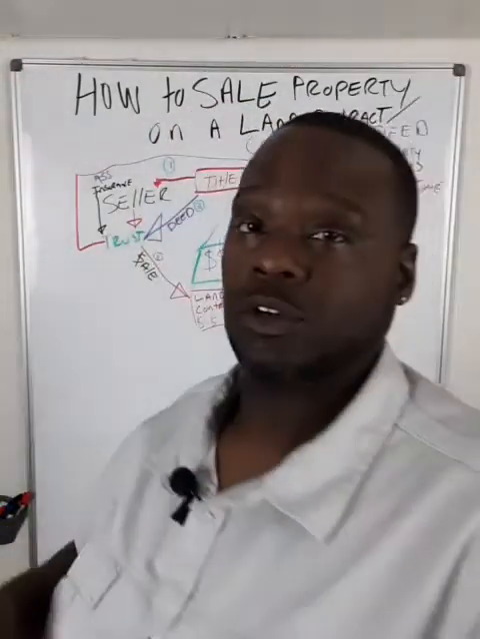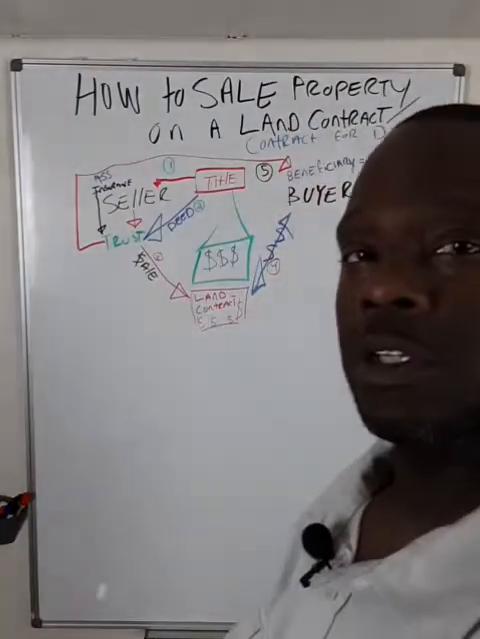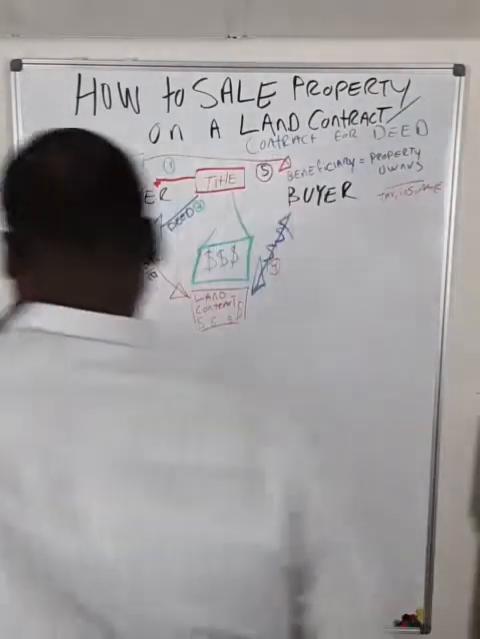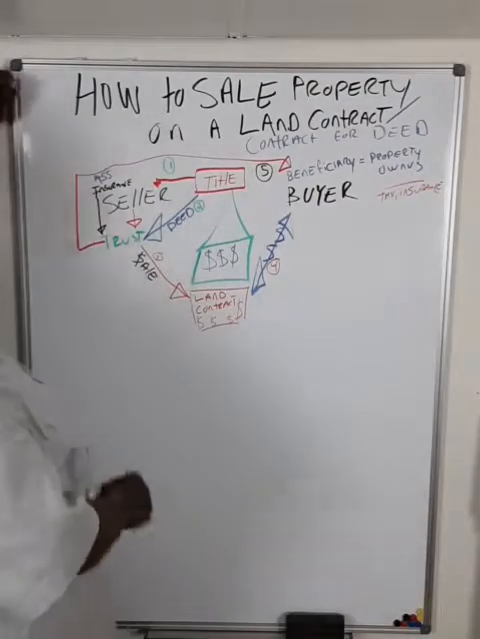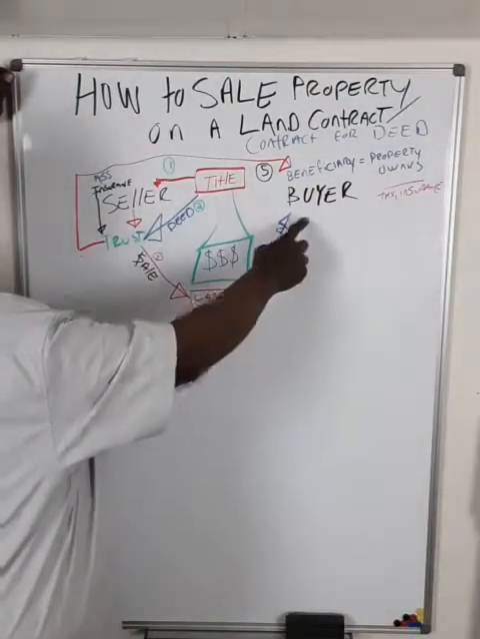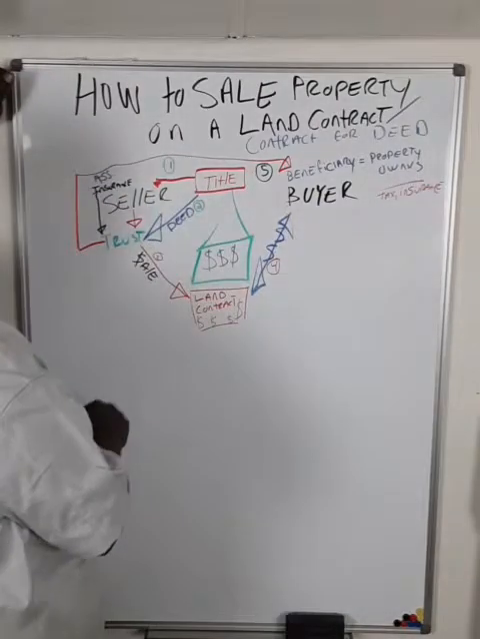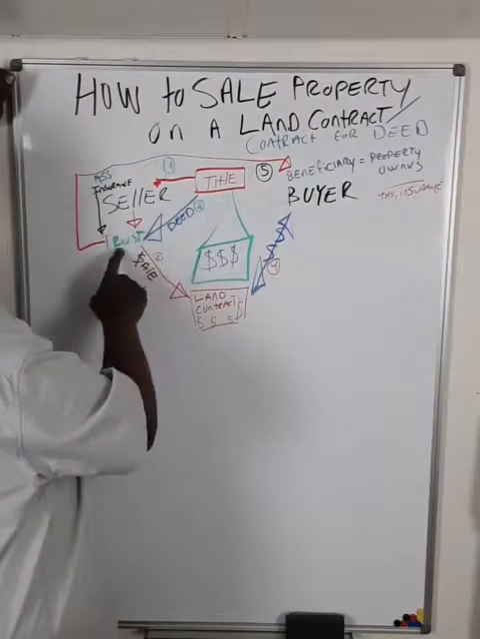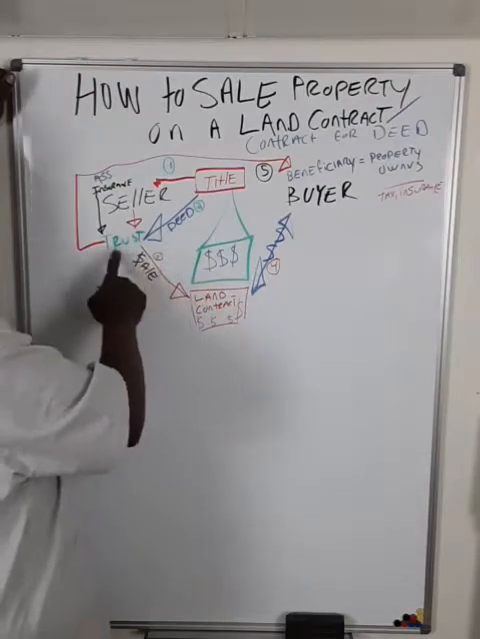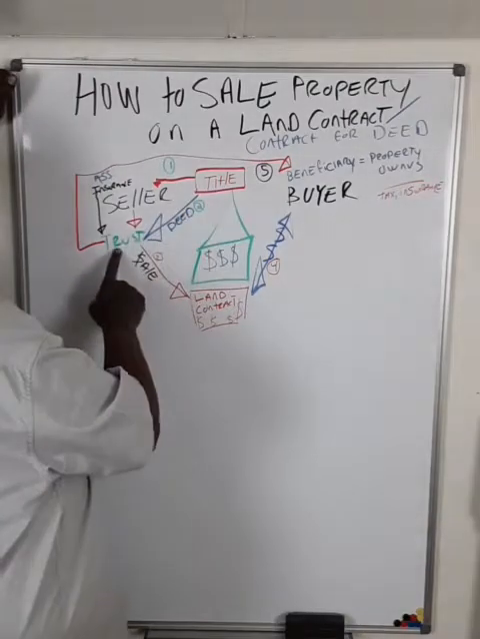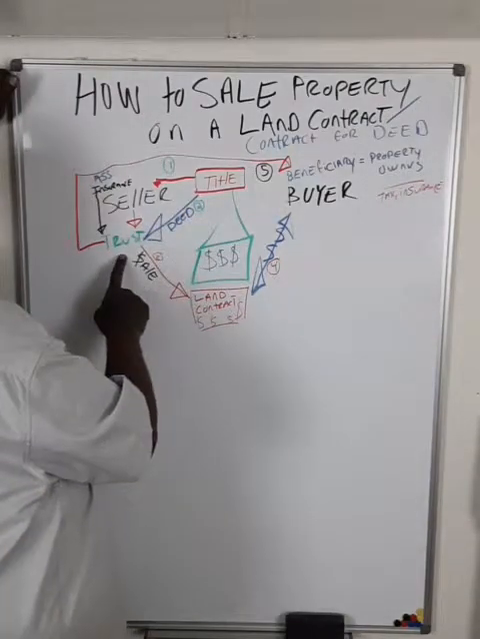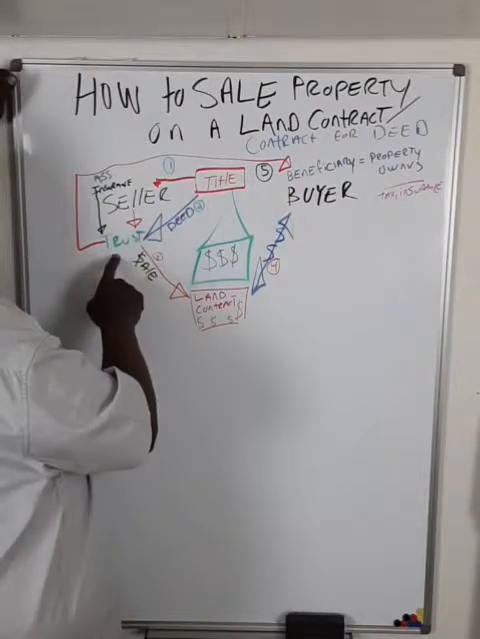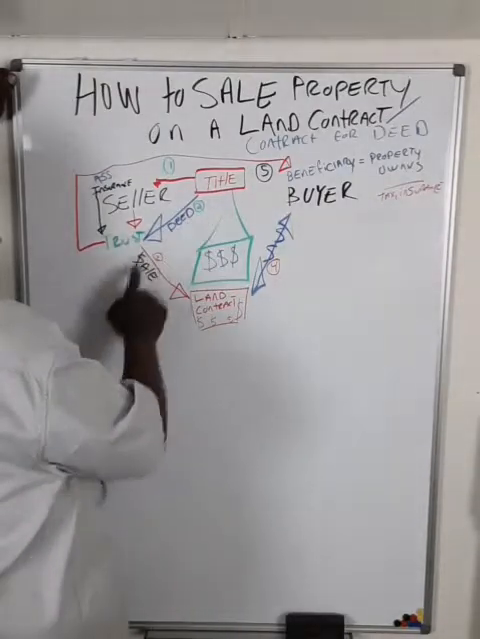So let's dive into a quick little diagram about what this looks like. All right. So you have a seller and a buyer, right? I'll try to make this real quick. The seller owns the title, so they create the trust. They deed the property into the trust. Seller puts the trust on the insurance of the property.